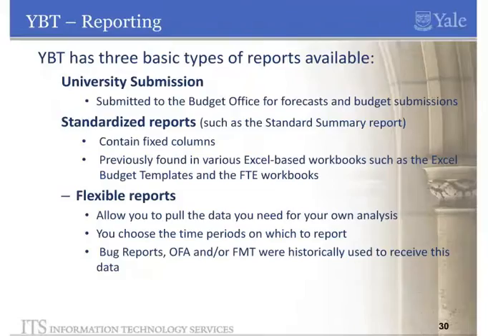In this section, we'll describe the reporting module available in YBT. There are three basic types of reports available: university submission, standard reports, and flexible reports. University submission reports are submitted to the Budget Office for forecasts and budget submissions. The standard reports have fixed rows and columns. Many of these reports were previously found in Excel-based workbooks, such as the Excel budget templates and the FTE workbooks.